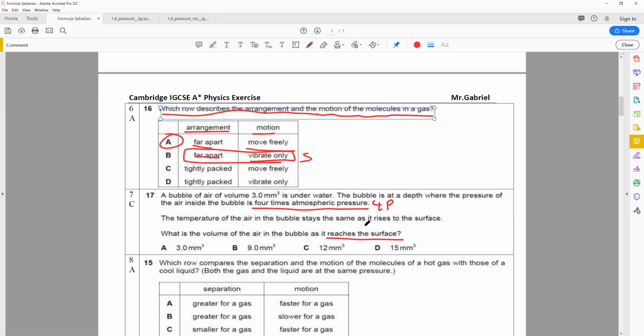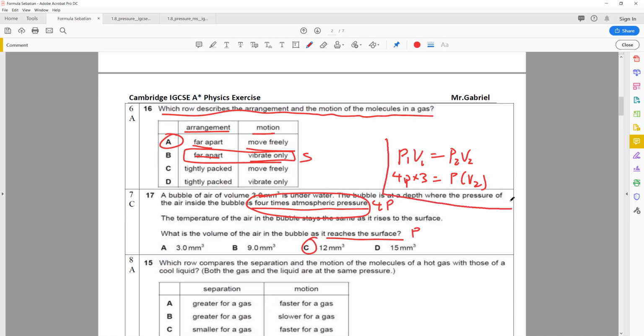If it reaches the surface, and just now it already said that in the water, it was 4 times the atmospheric pressure. When it reaches the surface, it will only be atmospheric pressure. From here, you can just start to use your Boyle's law formula. P1V1 equals P2V2, which is 4P multiplied by 3, equals P2, which is just P, and then you're looking for V2. So essentially here it is 12P divided by P, which will eventually give you 12 mm³, guys.